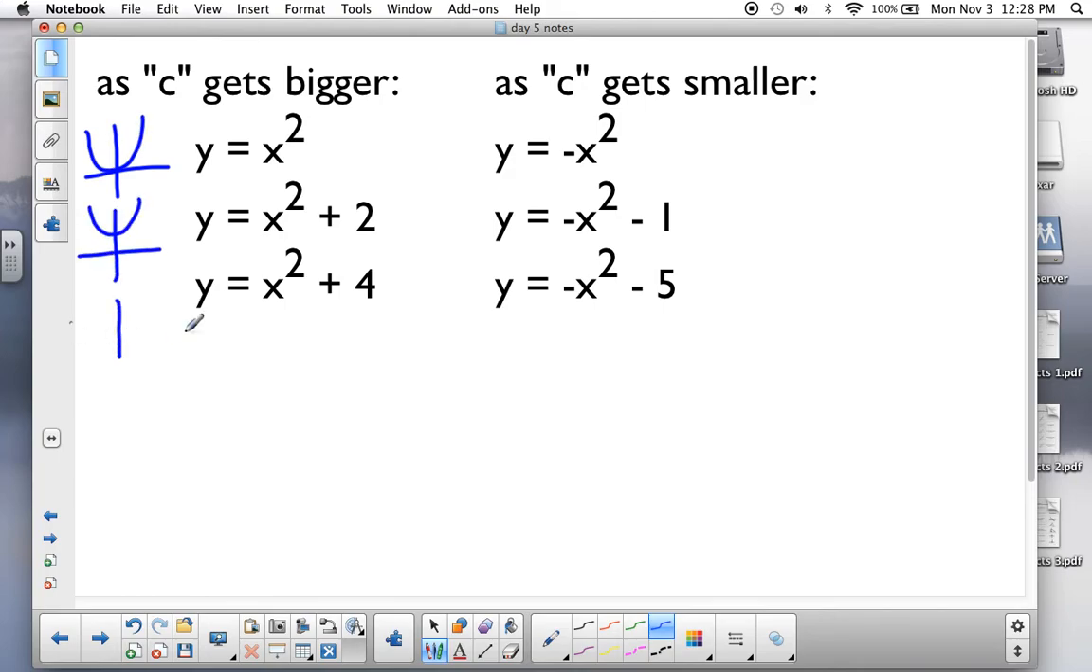Here you'd have it up here at 4. So this number is the up-down move, and it does exactly what it says. If it says +4, it goes up.